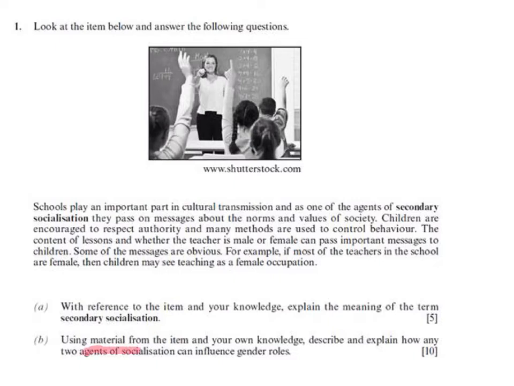See if you can put into your own words what is meant by agencies of socialization and also what is meant by gender roles. And then when you define those key terms, I'd like you to write one paragraph focusing on how the family as an agency of socialization can influence gender roles. So hit the pause button, read the item, read the question, define the terms agents of socialization and gender roles, and write a paragraph focusing on how the family might influence gender roles.